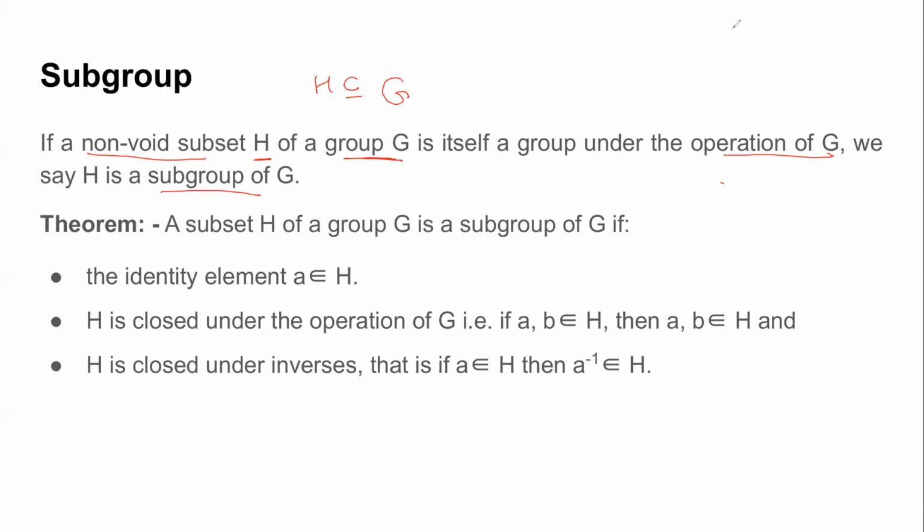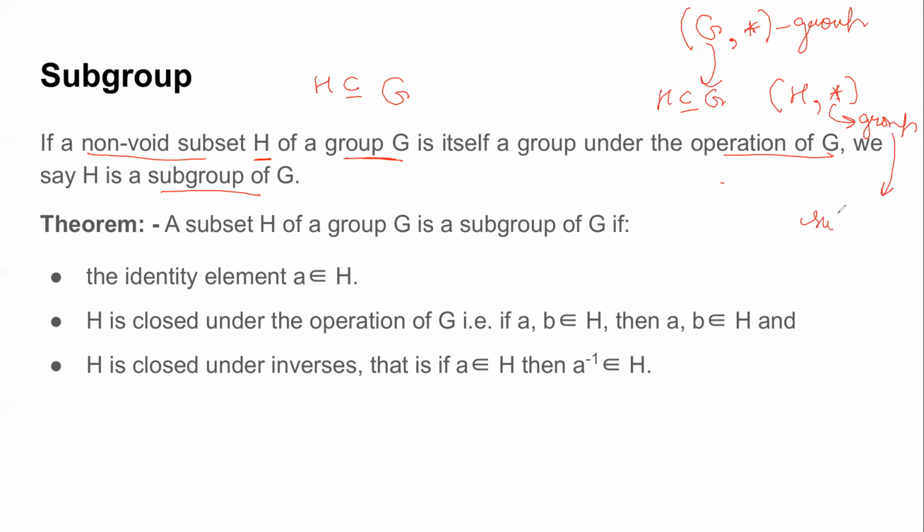Okay, so what do I mean? Suppose I have a set G, and under the operation star, it is a group. That means it satisfies all those four properties. Now, if I consider a subset of G, say H, a non-empty subset of G, and I consider H on the same operation as the operation of G, if this also forms a group, this group has a special name called subgroup, where sub comes from the fact that it's a subset.